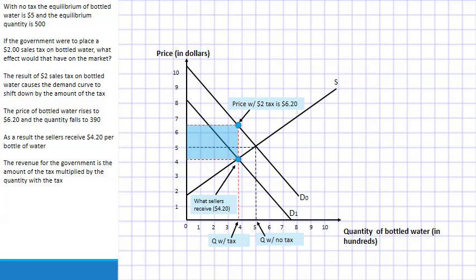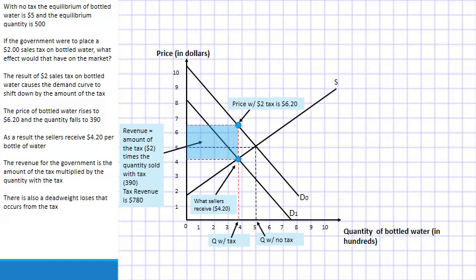And that's the amount of the tax, $2, times the quantity with tax, which is $3.90. So that's the amount of money the government would make on the revenue from the tax. So the revenue is equal to the amount of the tax, $2, times the quantity sold with the tax, $3.90. So total revenue is $7.80.